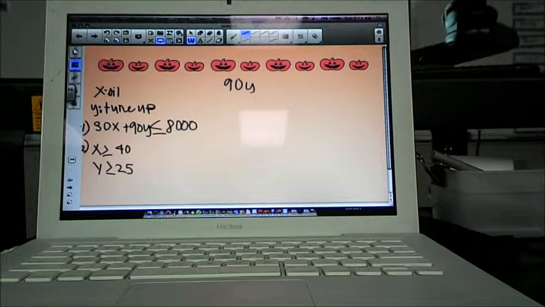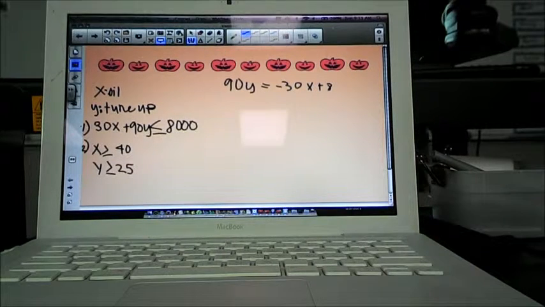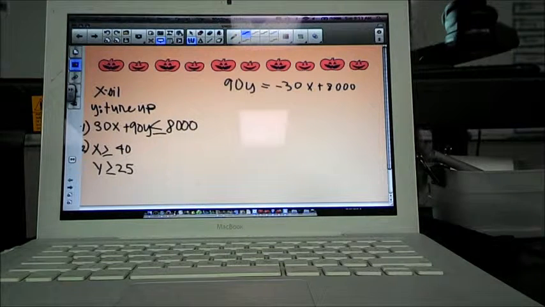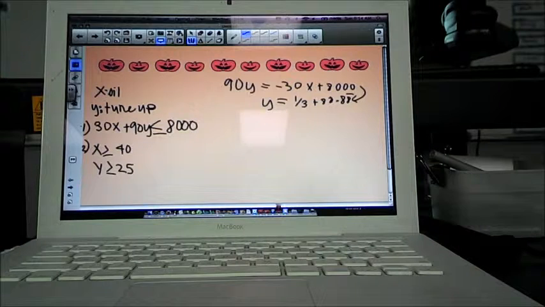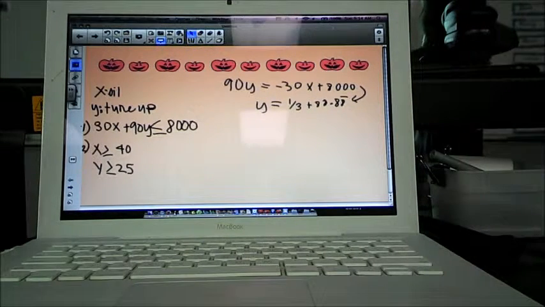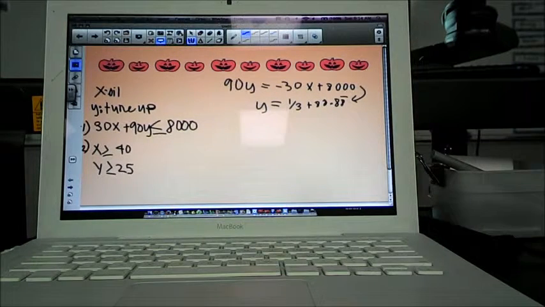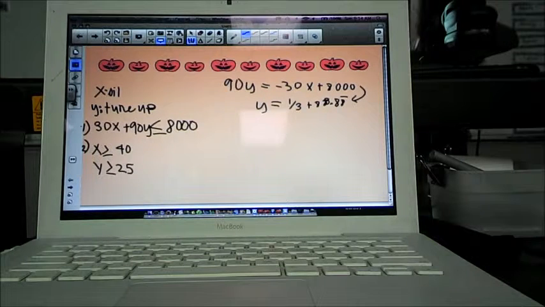Okay, 90y equals negative 30x plus 8,000, which all goes down to y equals, because you have to put it in y equals mx plus b form, y equals negative 1/3 x plus 88.88 repeating. Right there, that's an 8.